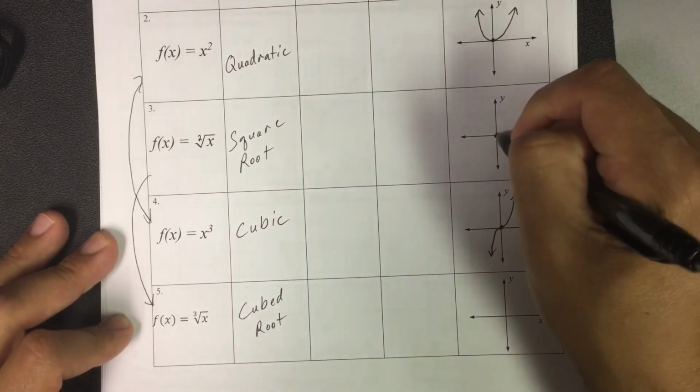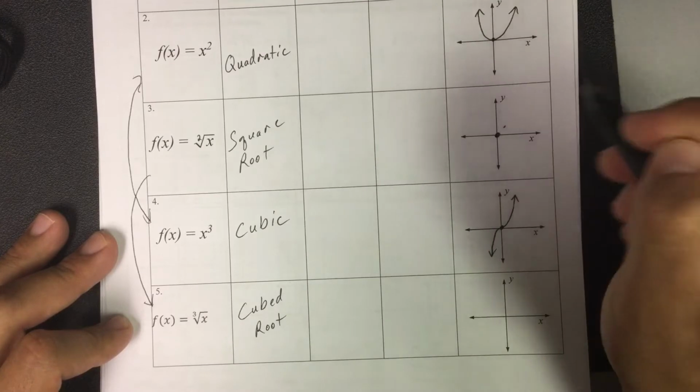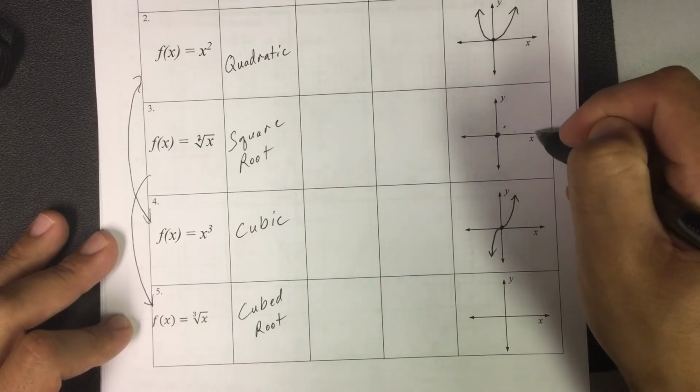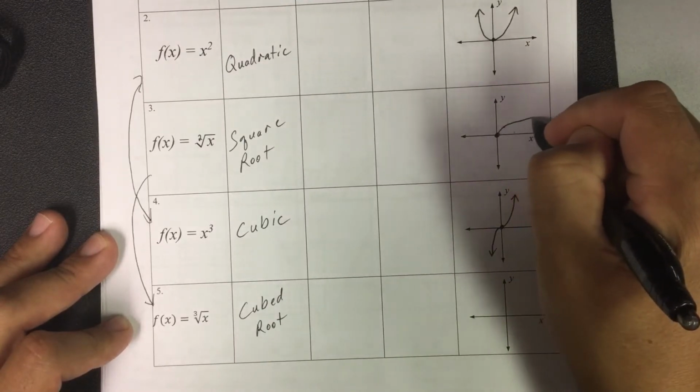So that one starts here. Square root of 0 is 0. And square root of 1 is 1. Square root of 4 is 2. Square root of 9 is 3. So this one goes like this.